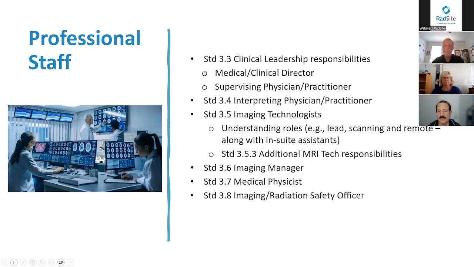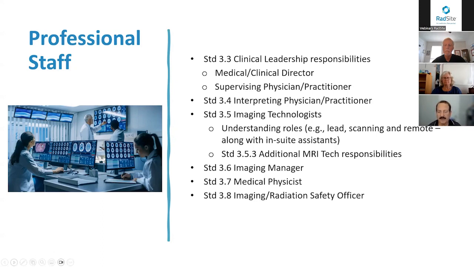But as we're looking at imaging technologists, we have a variety of different ones. We have what we refer to as the scanning technologist, and a remote technologist, and then an in-suite assistant. And those roles can vary depending on whether a patient is going to be scanned by a remote scanning technologist or whether it's in room. In both cases, one could have an in-suite assistant. And so understanding and defining some of those roles has been part of the emerging standards that we have been discussing in our standards committee.